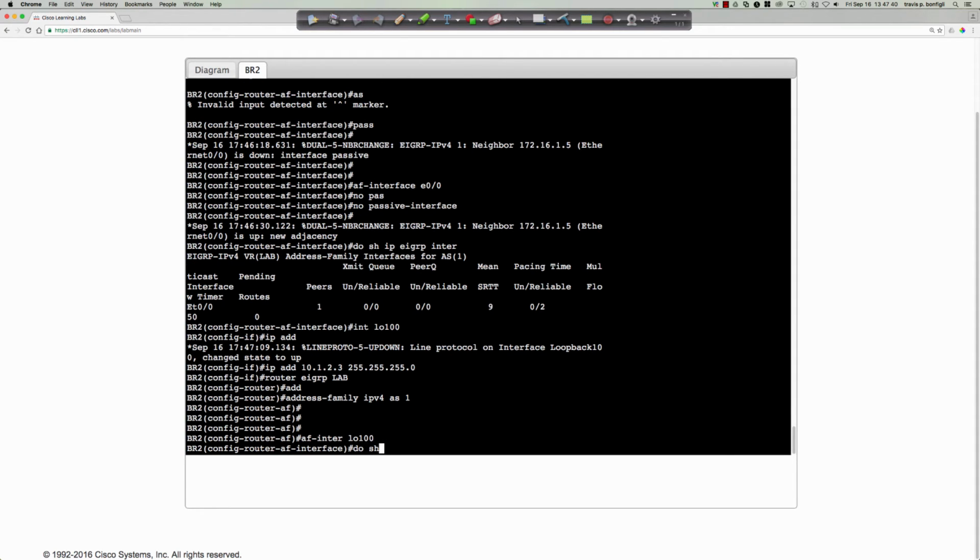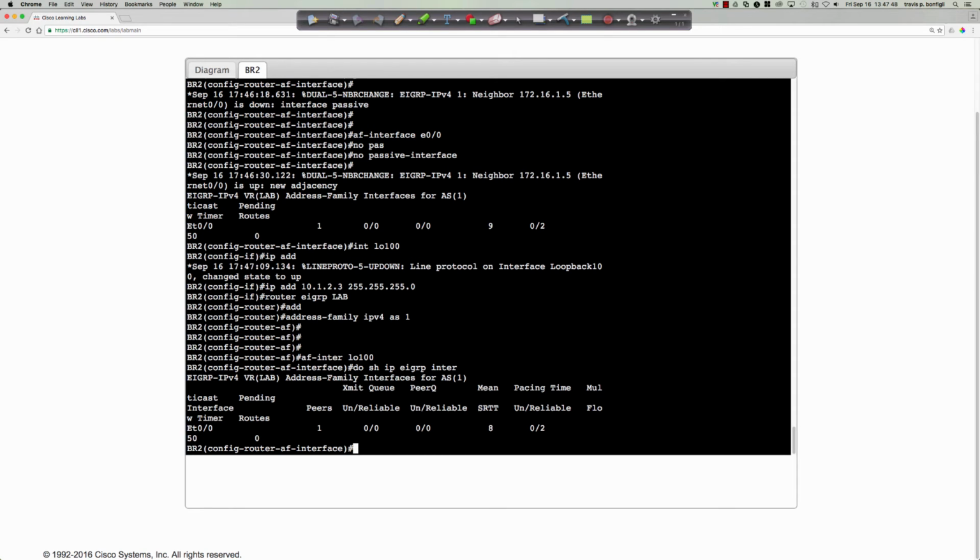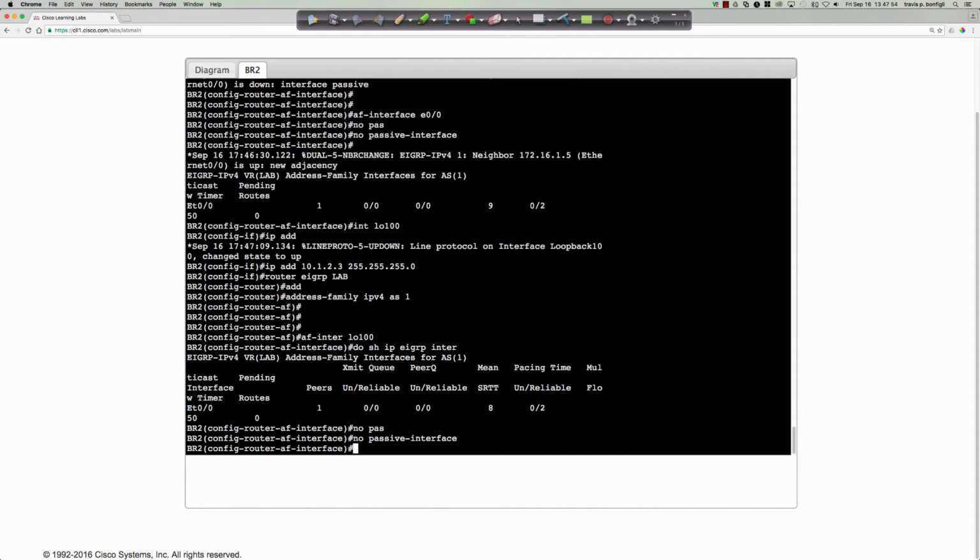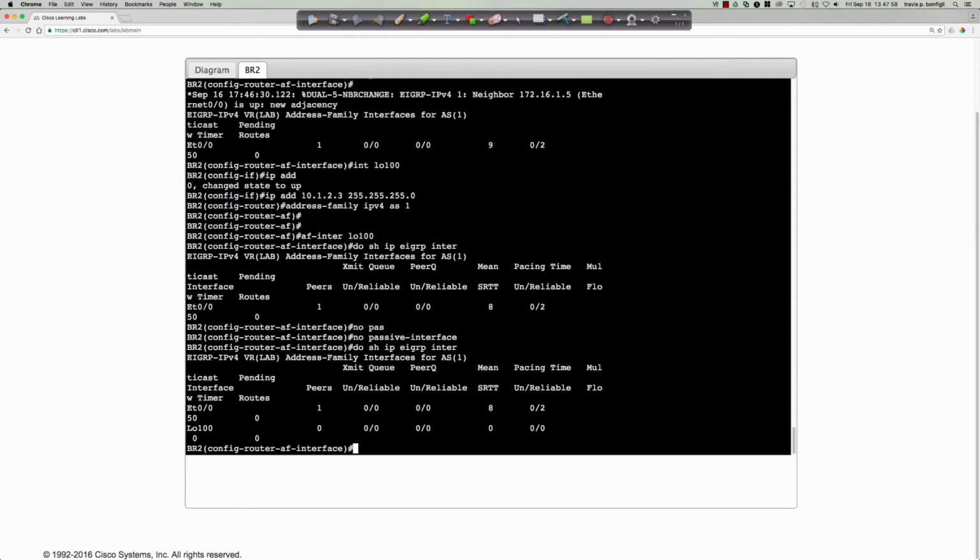So do show IP EIGRP interfaces, and the network statement should be covering this right now. It's not there. Did we? Oh, I passived it. Hold on. So say no passive interface. Now that I say no passive interface, sorry, I forgot to remove the passive interface on the AF default. You'll see the loopback interface is now there.